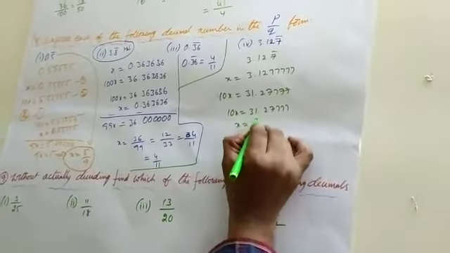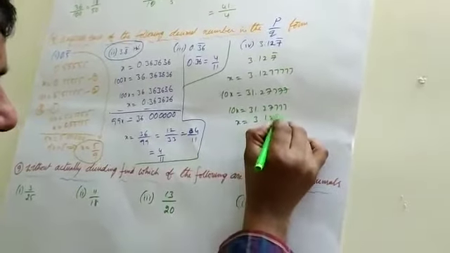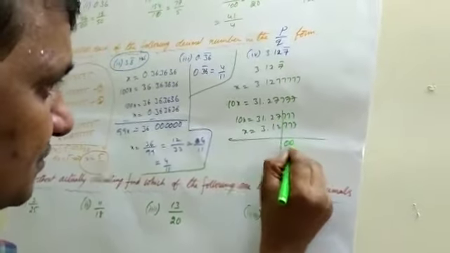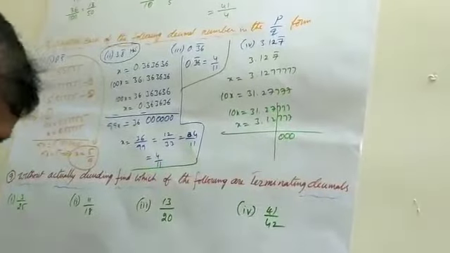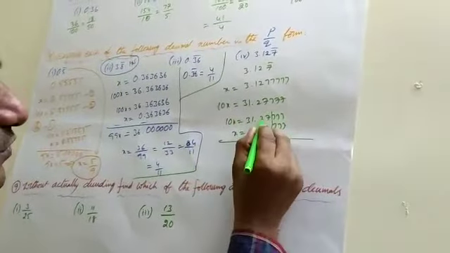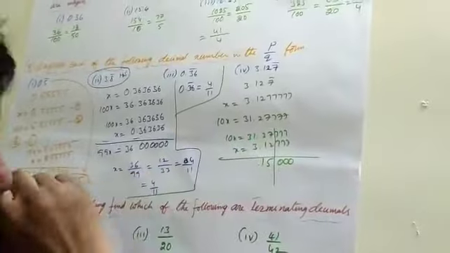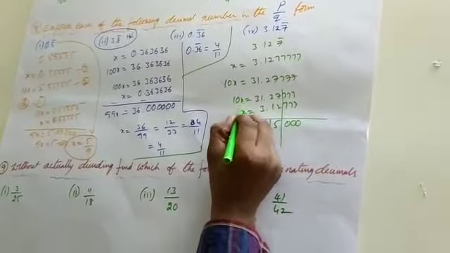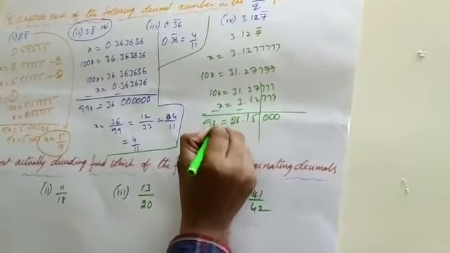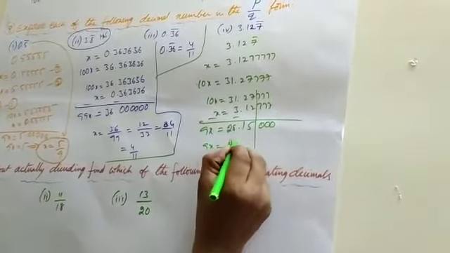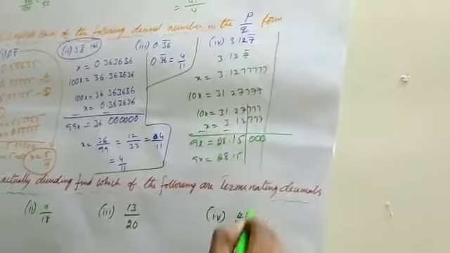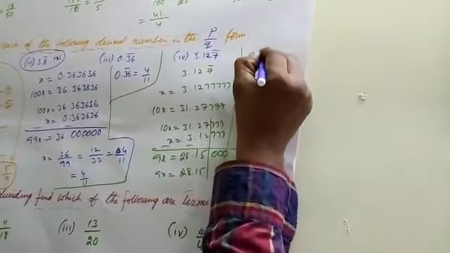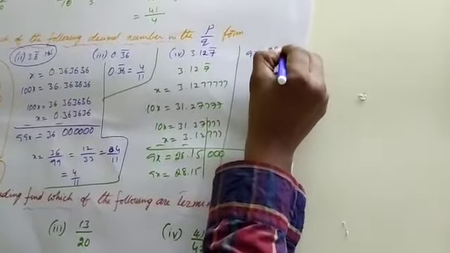Therefore, x is equal to 3.12777 up to so on. Here 0, 0, 7 minus 2, 5. 2 minus 1, 1 point. 31 minus 3, 28. That is equal to 10x minus x, 9x. Therefore, 9x is equal to 28.15.